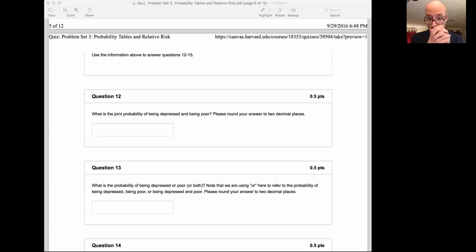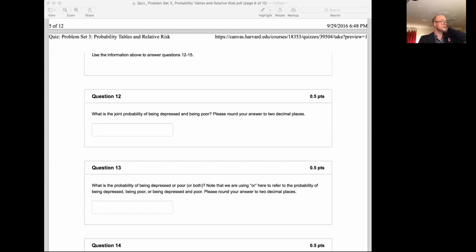That's another bit of language here. Please round your answer to 2 decimal places. So this is where I'd write down the bits of information. You want to know the probability of being depressed, the probability of being poor, and then the joint probability of being depressed and poor. You want to add probability of being depressed, probability of being poor, and then subtract that probability of being depressed and poor.